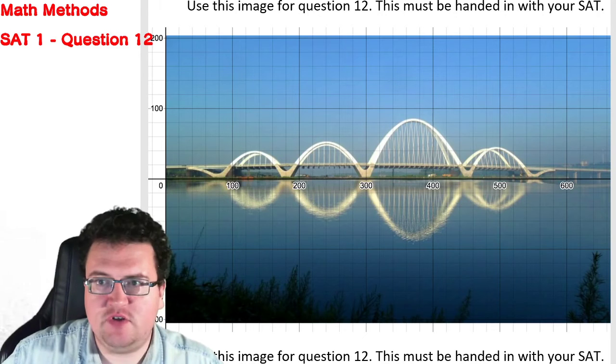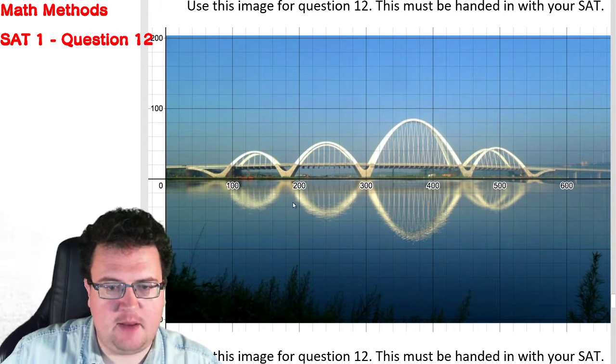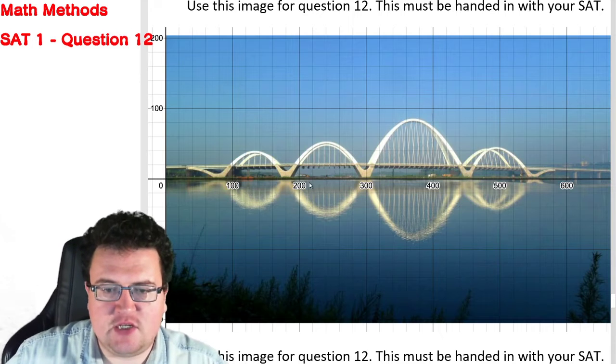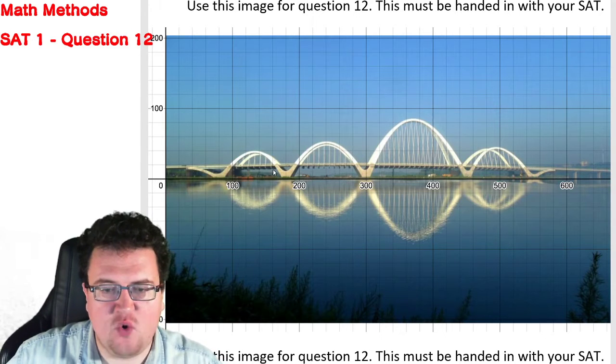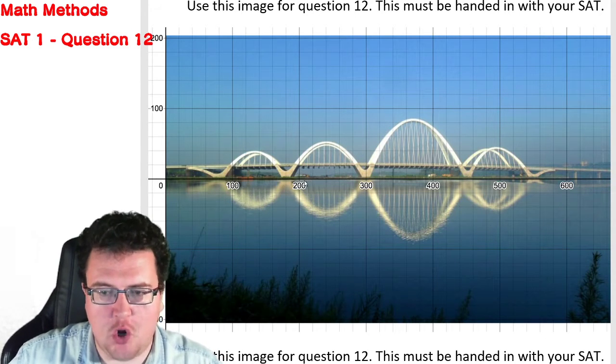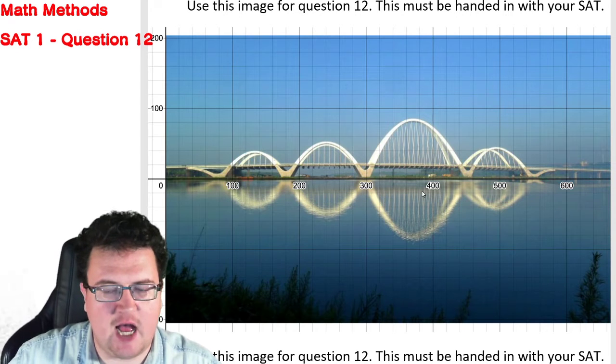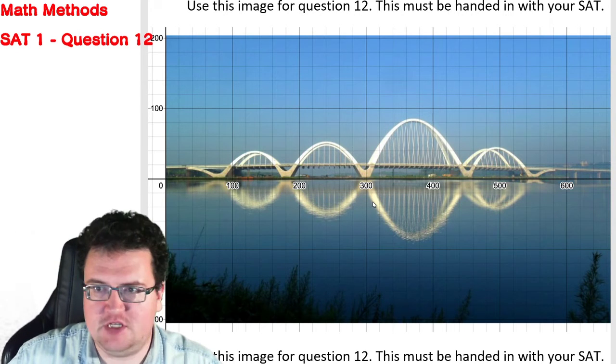G'day and welcome to the final question of the SAT, which was the absolute doozy. So what we had to do is create equations that describe the curve of at least two of these arches on this bridge. I believe it's in China.